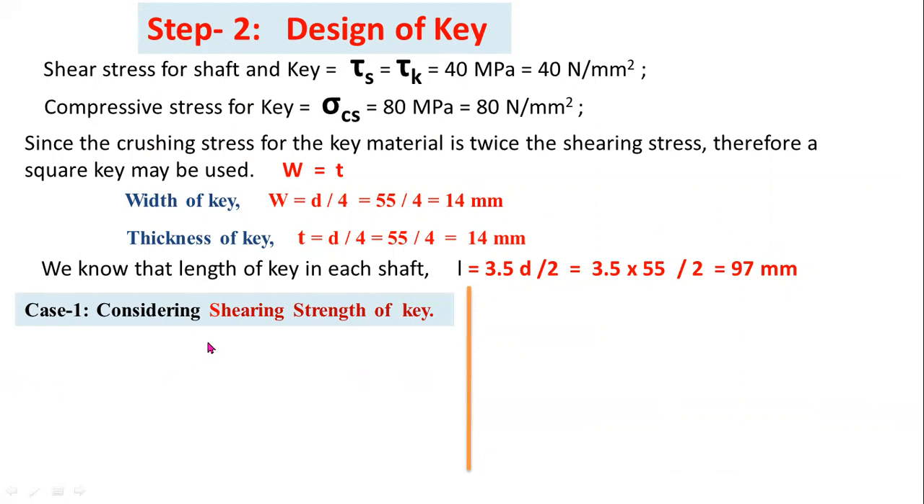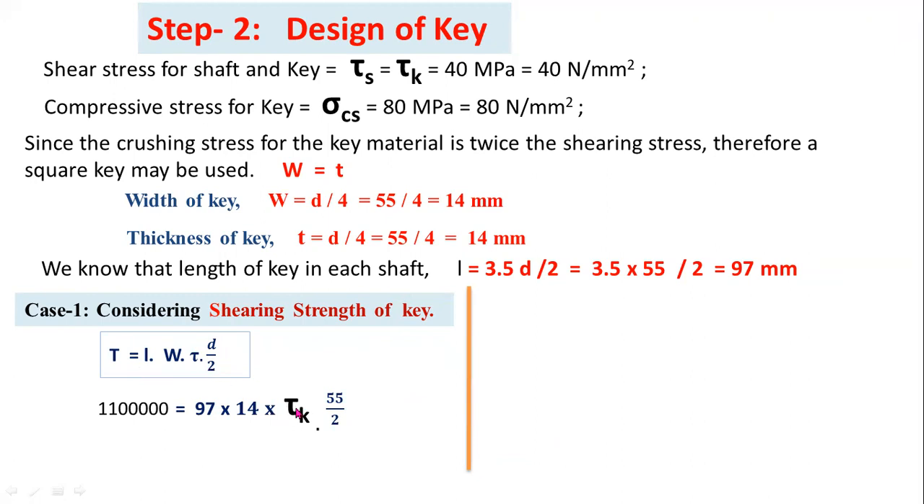Design a key on the basis of shearing strength. Already we know that torque transmitted by the key, T = L × W × τ × D/2. L is the length of the key, W is the width of the key, τ is the shear stress induced in the key material, D/2 is the radius of the solid shaft. Now you have to substitute the value of torque T, length, width, and radius. Now you can get the value of shear stress induced in the key material.